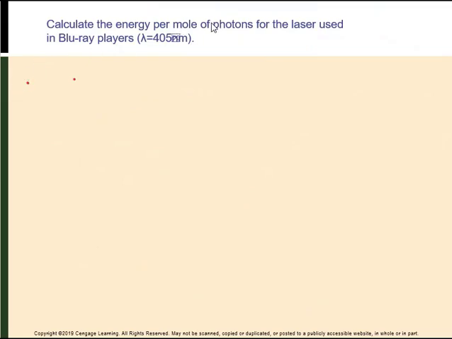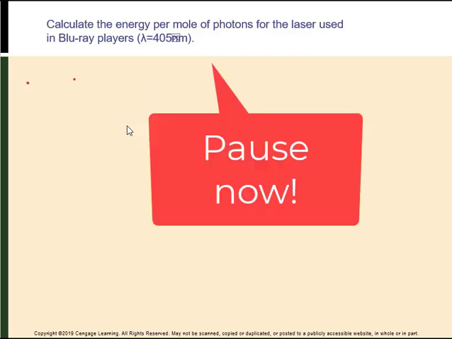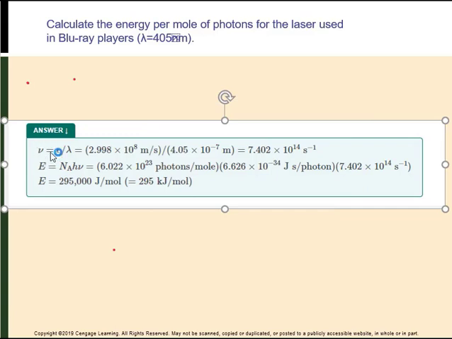Calculate the energy per mole of photons for the laser used in Blu-ray players, where the wavelength of Blu-ray player lasers is 405 nanometers. So why don't you try pausing this and seeing if you can set that up. All right, so they used the speed of light equation, speed of light is equal to wavelength times frequency. So they calculated ν first. We'll get the same answer at the end though if you did it just like the last problem.